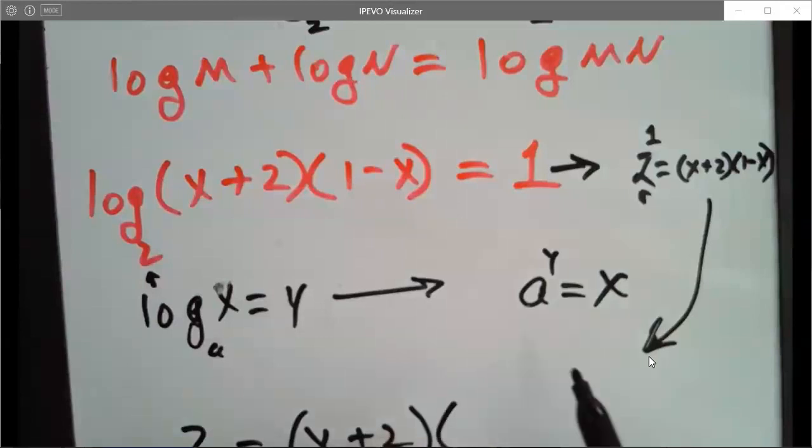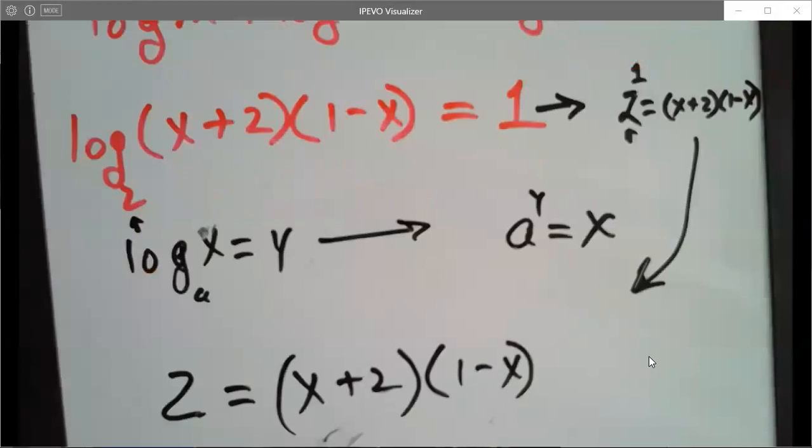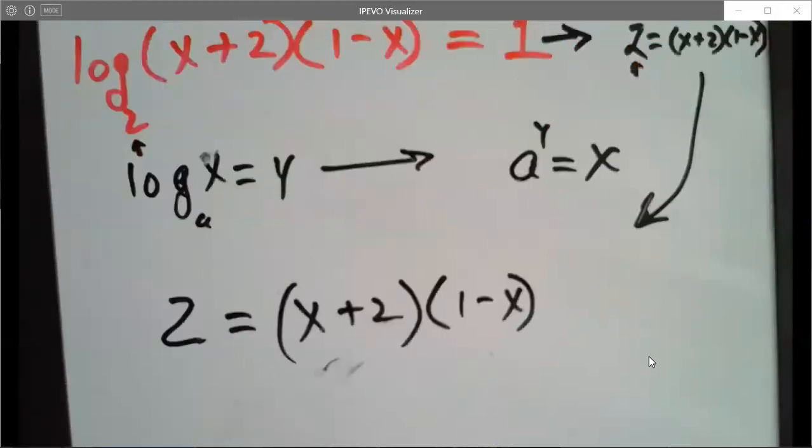times 1 minus x. Okay, there you go. Okay, so now we FOIL it and solve it as a quadratic equation.